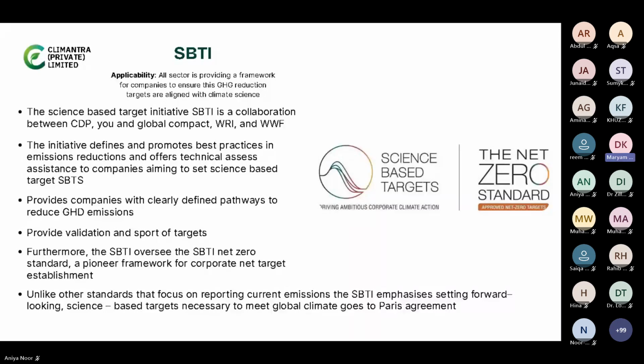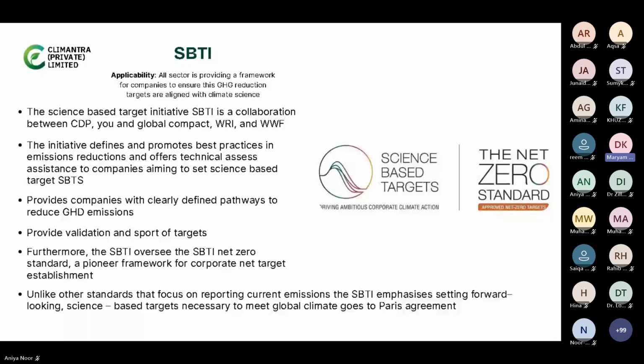Yes, it's basically about the science base that you commit to: what kind of emissions you are going to reduce, and you set your targets. And the future is SBTi. Many people are working on it also, and textile industries are working a lot. So this is basically the Science Based Targets initiative.